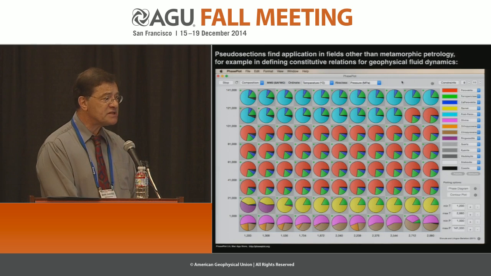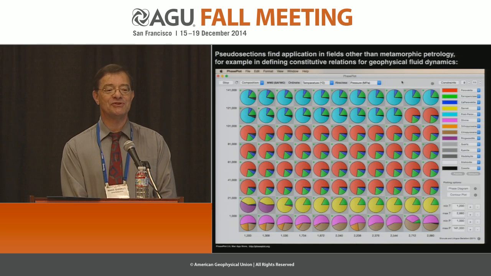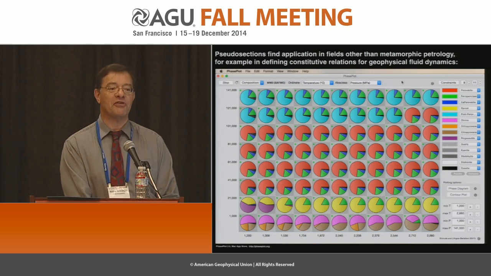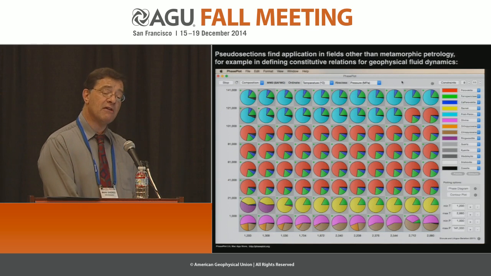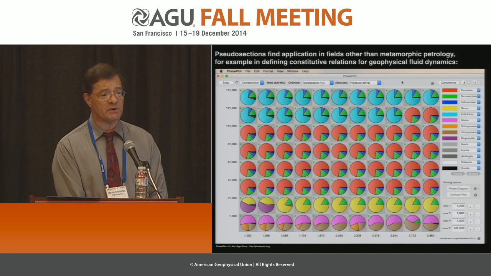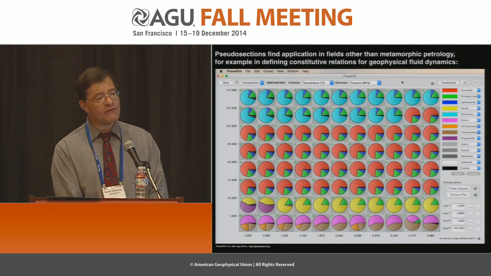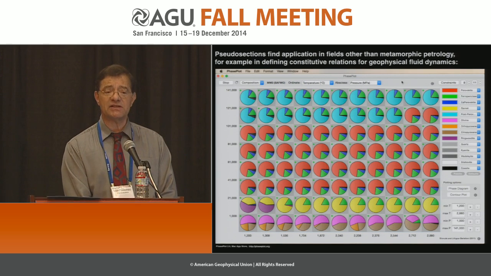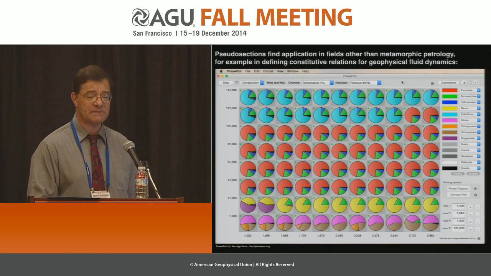So we don't have to just make pseudosections for metamorphic rocks. We don't have to just make pseudosections for crustal rocks. We can do so for the whole Earth if we have the right thermodynamic database. And on top of this, we can layer computation of seismic properties. We, of course, can layer computation of density. We can layer computation of a wide variety of physical properties and use this then as a basis for understanding other kinds of calculations, like geodynamics calculations.